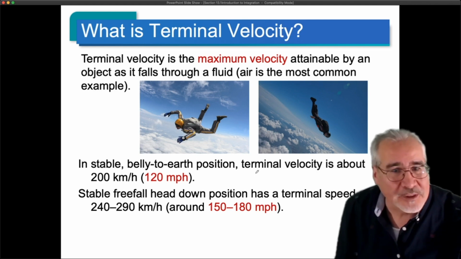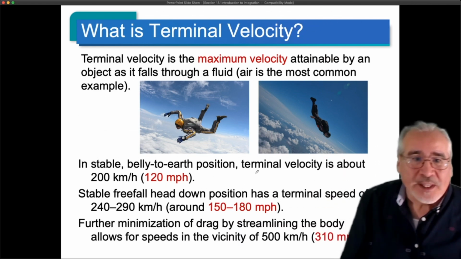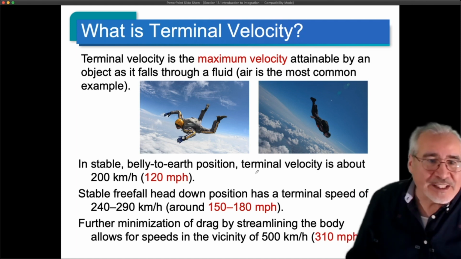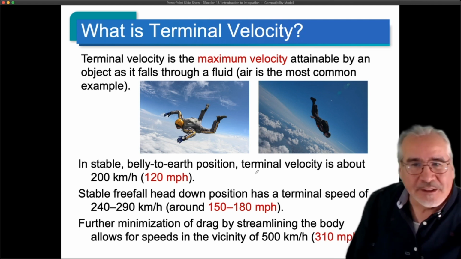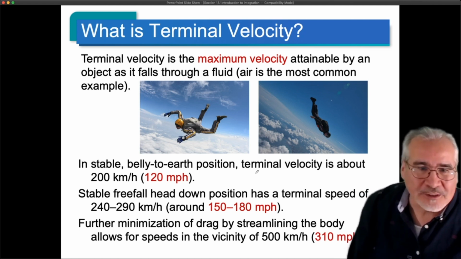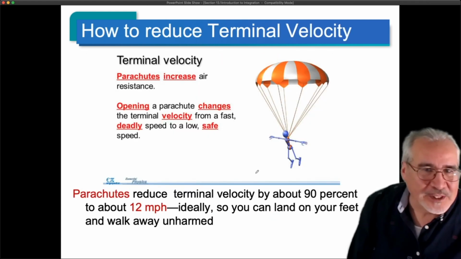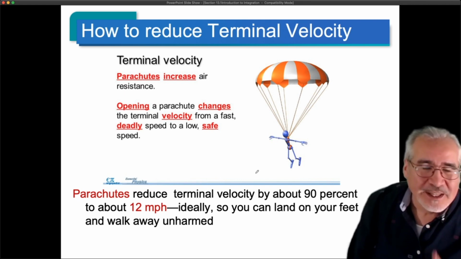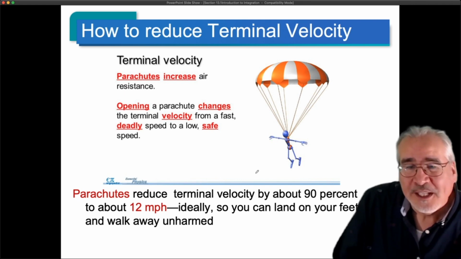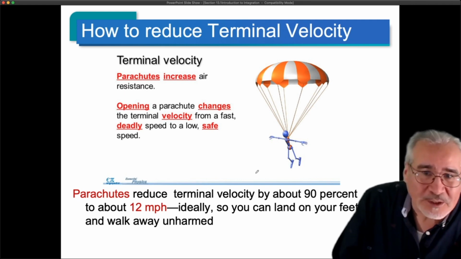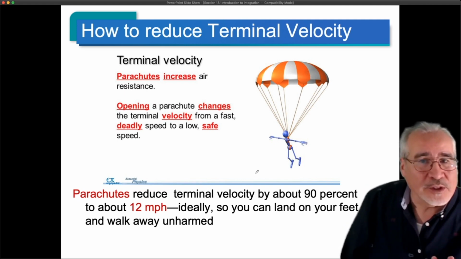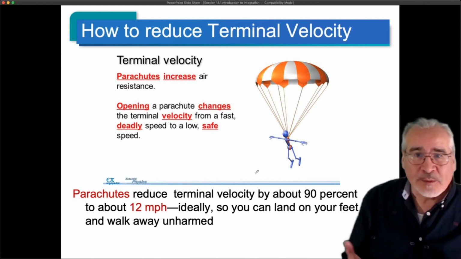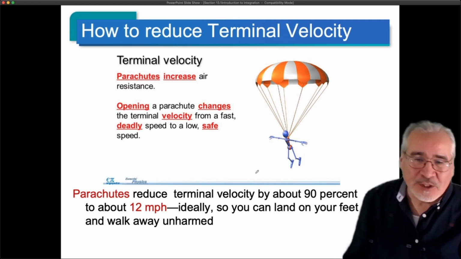But here's the really cool part for you, really adventurous ones. If you do further streamlining and equipment and stuff, you can actually get up to 310 miles per hour. The 120 is too fast for me anyway. So what I like is this one, that by using a parachute, you can get down to 12 miles per hour. That's about as fast as I want to be going. Even that, I think, would hurt a little bit when you hit the ground at 12 miles per hour. But that's what the chute is for. It reduces that terminal velocity way down. Instead of going 120 miles per hour when you hit the ground, you're only going 12, and that's good.